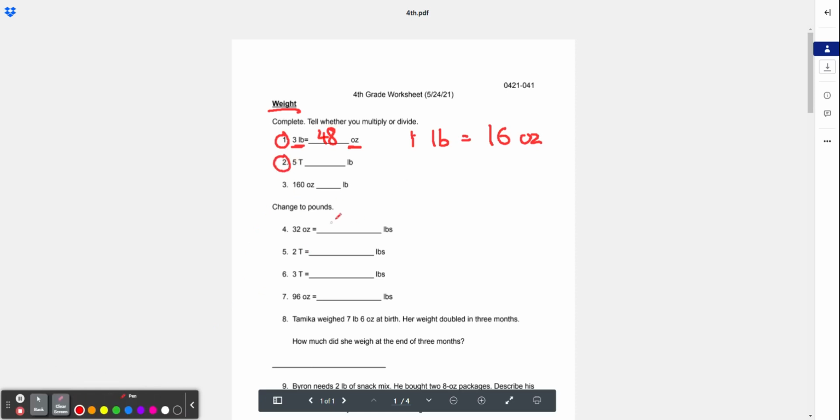Okay, now let's try 2. We're going to convert 5 tons into pounds. And we know that 1 ton is equal to 2,000 pounds. And for number 2, we multiplied 1 by 5 to get 5 tons. So we're going to do the same with pounds. So we're going to do 2,000 pounds times 5, which is 10,000. So our answer for number 2 is 10,000 pounds.